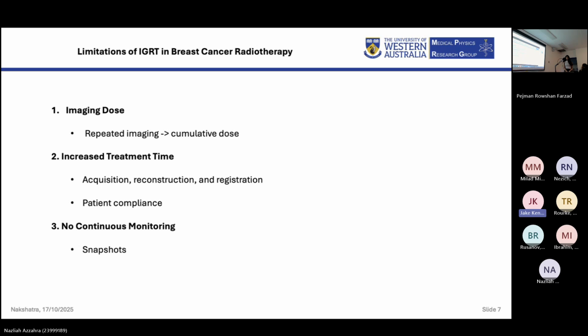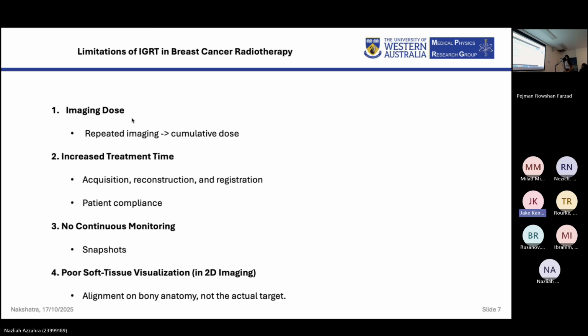And then there is no continuous monitoring. These are basically active snapshots, so there's no continuous monitoring happening there. And then there's poor soft tissue visualization in the case of kV or MV, and the alignment is on bony anatomy, so it's not the actual target. Especially for breast cancer, which is soft tissue, alignment just on bony anatomy cannot be that accurate.